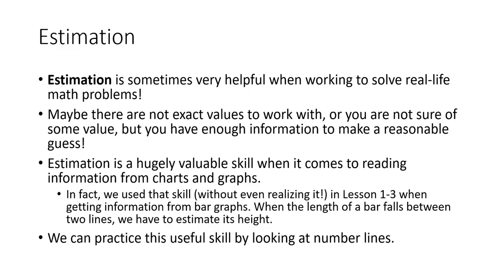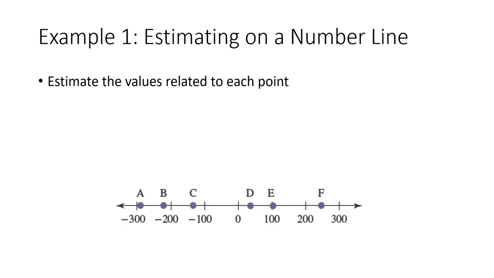It is a valuable skill when it comes to reading information from charts and graphs, and it's what we did in the last section. And we can practice this skill by just looking at some number lines. So we want to just estimate the values that are related to each one of these points. So here, point A, I'd say this is pretty close to 300. This is a span of 100, so we could call this probably about 290. In this case, negative 290.